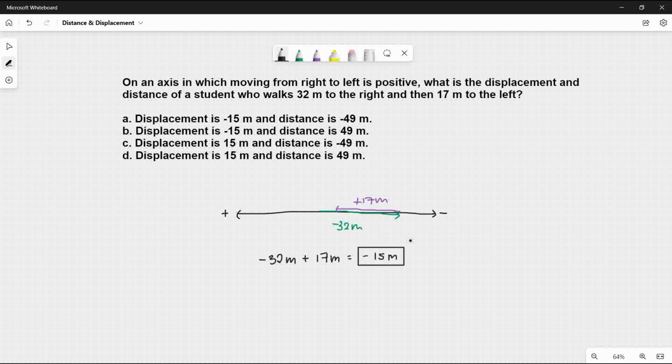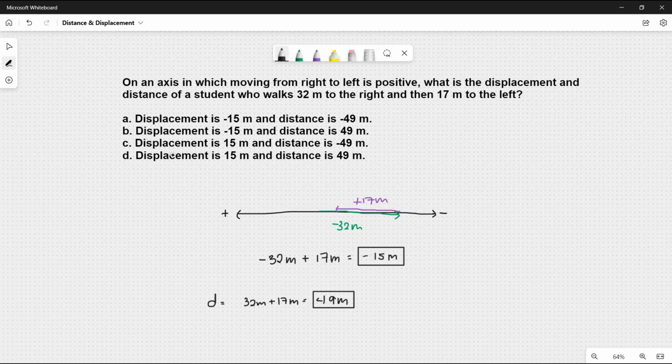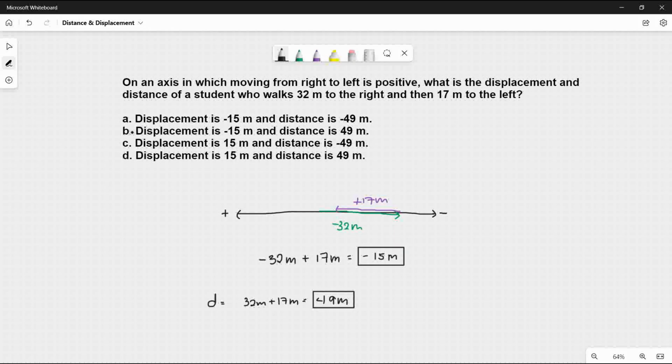For the student's distance, we simply add up the path they walk along. So that's 32 and 17 meters, a total of 49 meters. You always have to remember that distance can never have a direction because it is a scalar quantity. So options A and C are already wrong. And since displacement must have a direction, the correct answer is letter B.